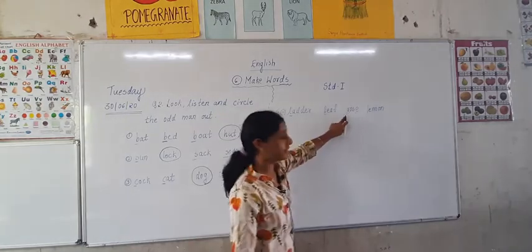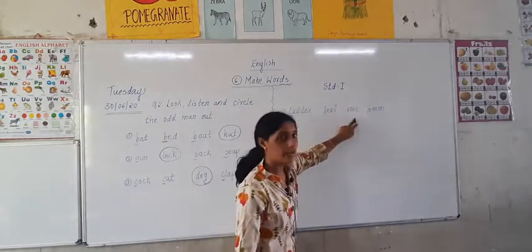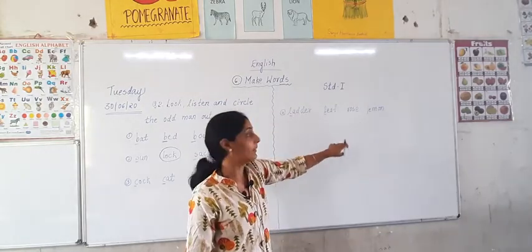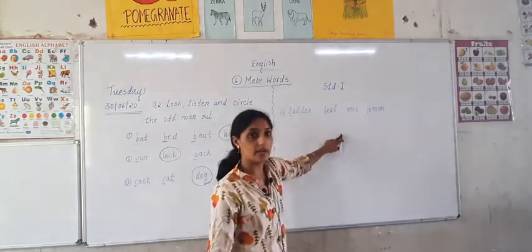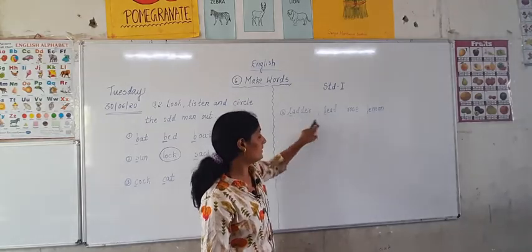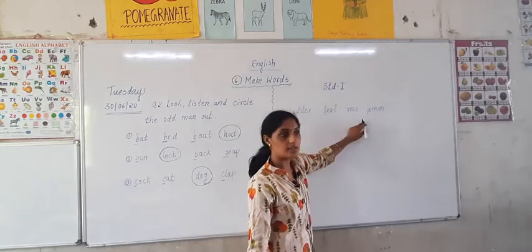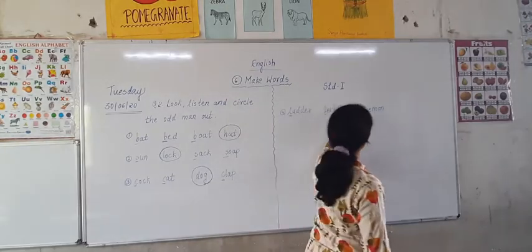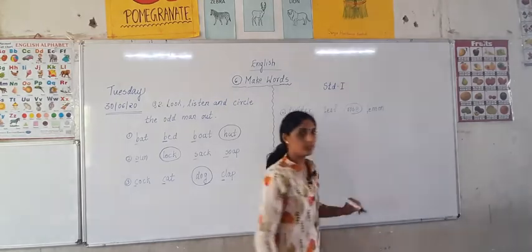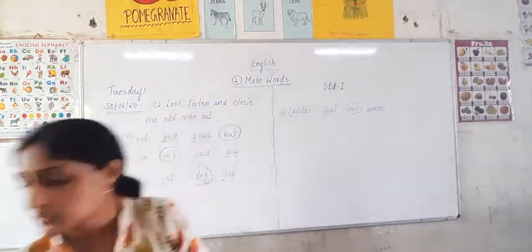R is a different word, correct or not? If all words were of R, then R was not the odd man out. But now here all words are with which letters? The first letter of the word is L here, here also L is there, here also L is there. So Rose is the odd man out. Okay. In the same way, there is a fifth example.